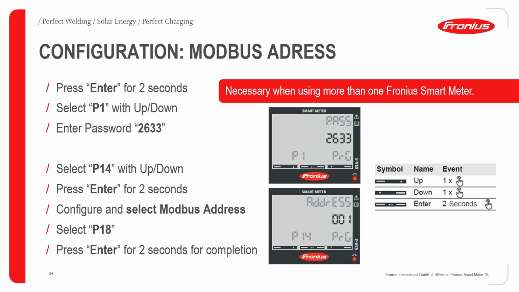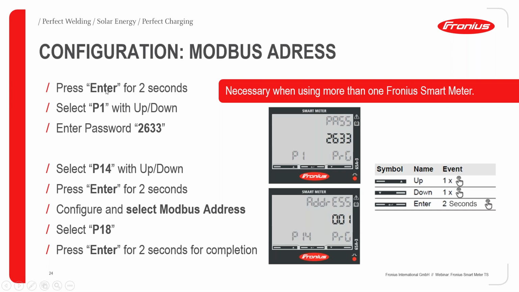If we're using a secondary smart meter now, say in a consumption path of the wall box, for example, we then need to do the setting from 1 to 2, for example, and so on. And for this configuration, we have listed here now the process. So on our Smart Meter TS, we have 3 buttons listed here below the display. It's up, down, and enter.